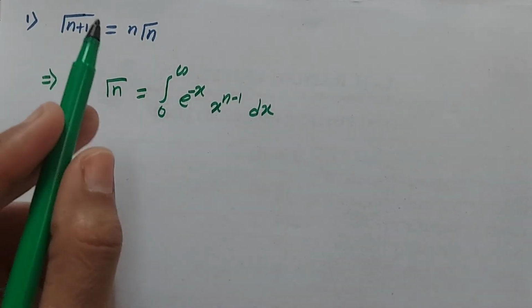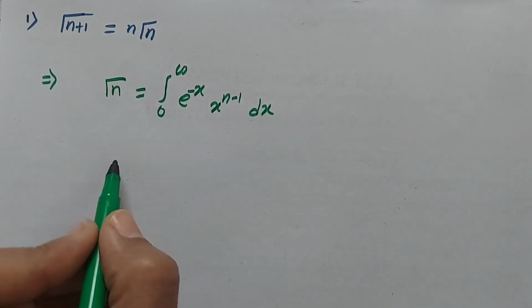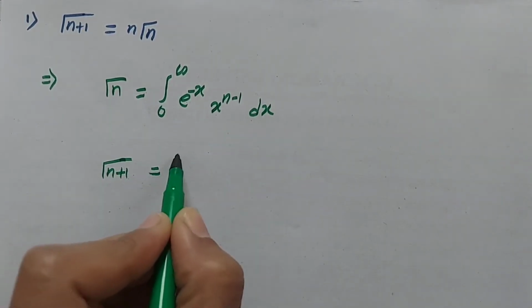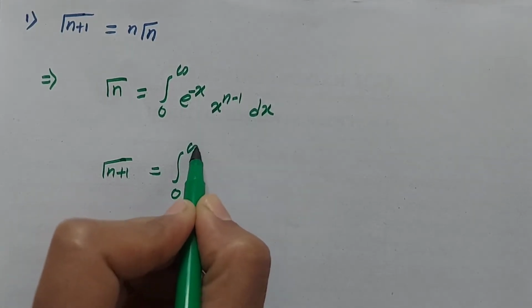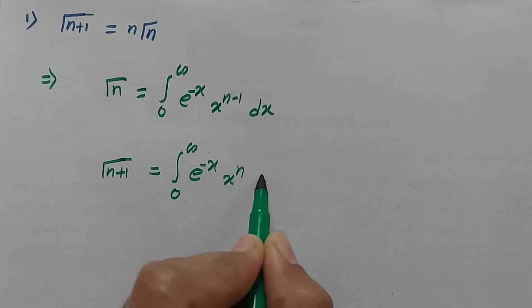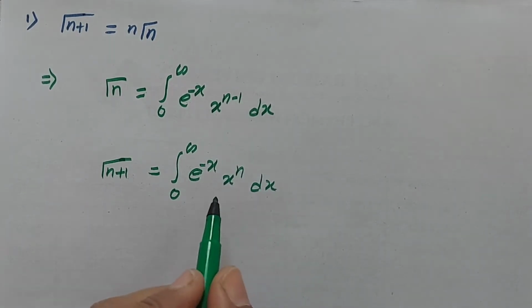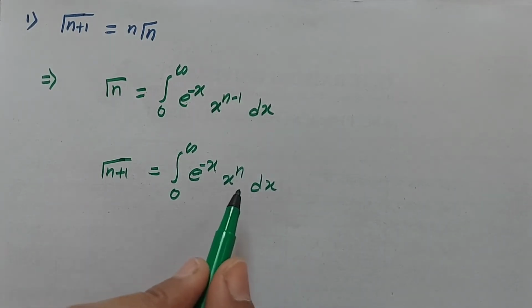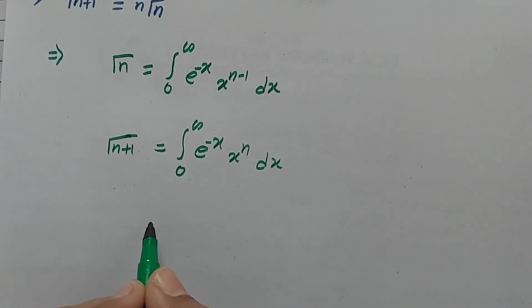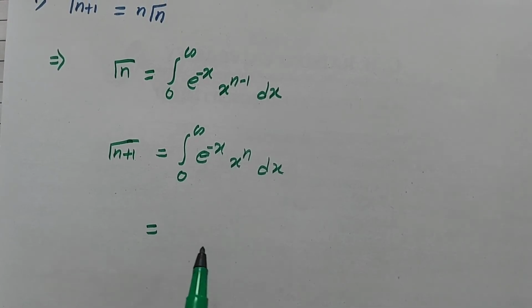Here we want to simplify for n plus 1. So here for n plus 1, the definition of the gamma function is the integral from 0 to infinity of e raised to the power minus x, x raised to the power n dx. Here we use integration by parts.